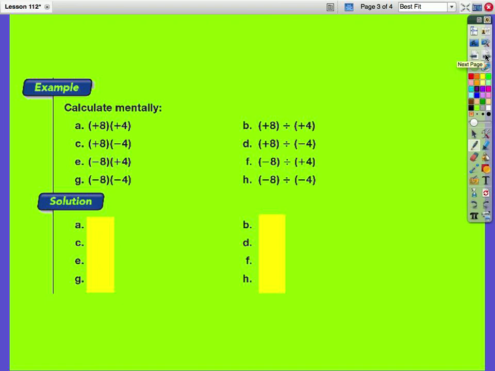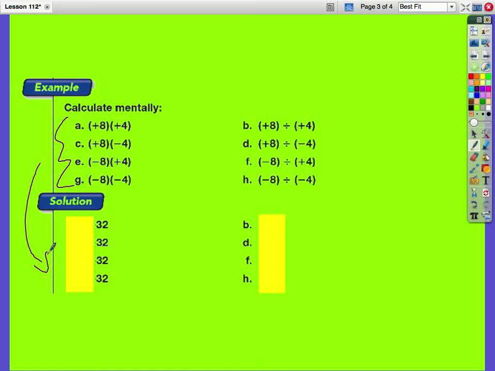So in order to calculate these, if we look at A, C, E, and G, these four over here, it's all multiplication. So when I'm multiplying integers, whether positive, positive, negative, negative, whatever, the first thing I'm going to do is just multiply my numbers. So if you look, all of these are going to end in, well, 8 times 4, which is 32. Okay, so I have my answers down on the bottom. Now I just have to figure out if it's positive or negative.